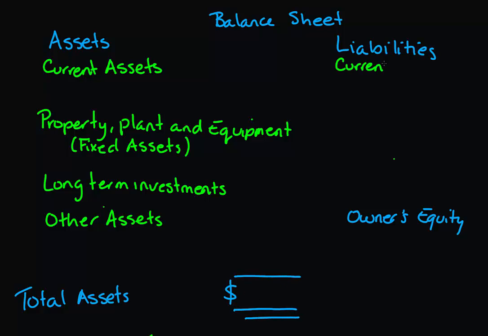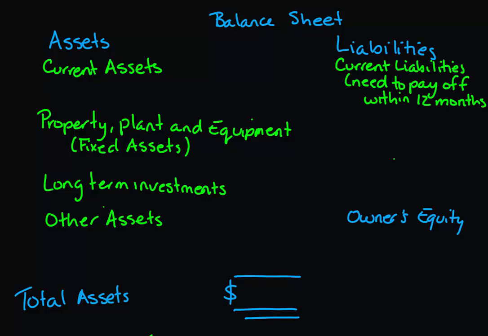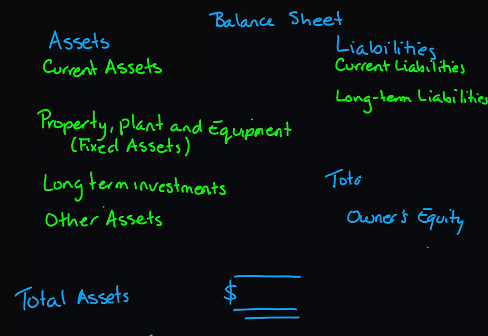On the liability side, we're going to have a category called current liabilities. And these are things that we need to pay off within 12 months. Then we're going to have a subtotal for our current liabilities, and everything else is going to go into a category called long-term liabilities. And some companies call this non-current liabilities. You're going to end with, of course, total liabilities.